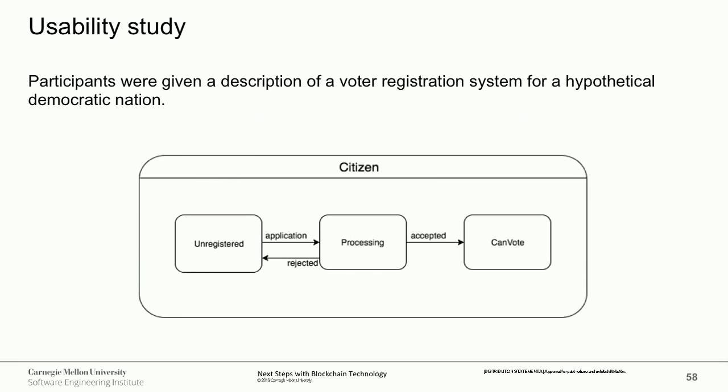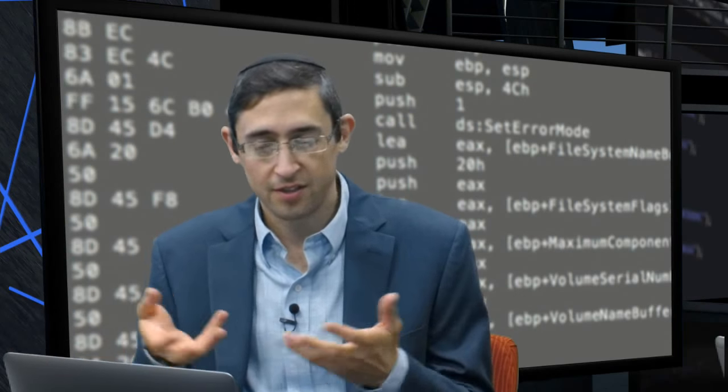So the answer is we actually run user studies the same way anyone else does. And we gave them this whole complicated example. In this context, the toy example we gave was to create an onboarding immigration process for new citizens. Someone goes from being unregistered, they put in an application, then it goes into this processing state, and then it moves out of processing either to accepted, where now they're allowed to vote because they're a member of the society, or they're rejected, and they have to reapply to see if they can get in the next time.